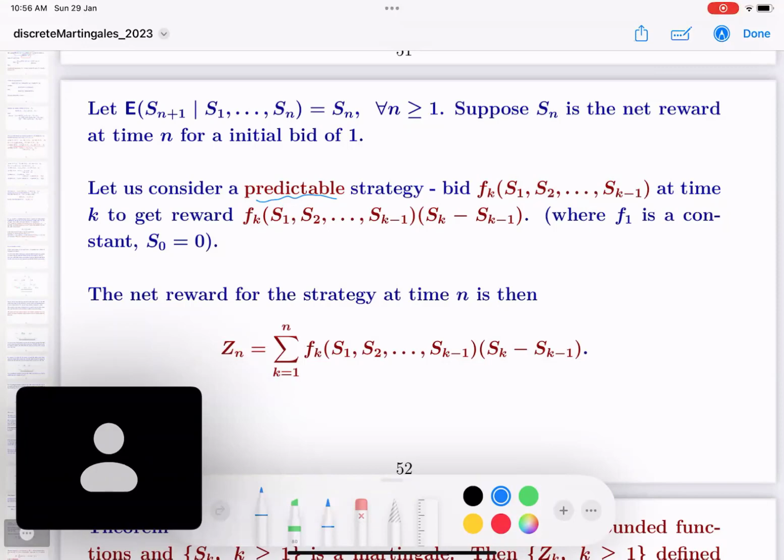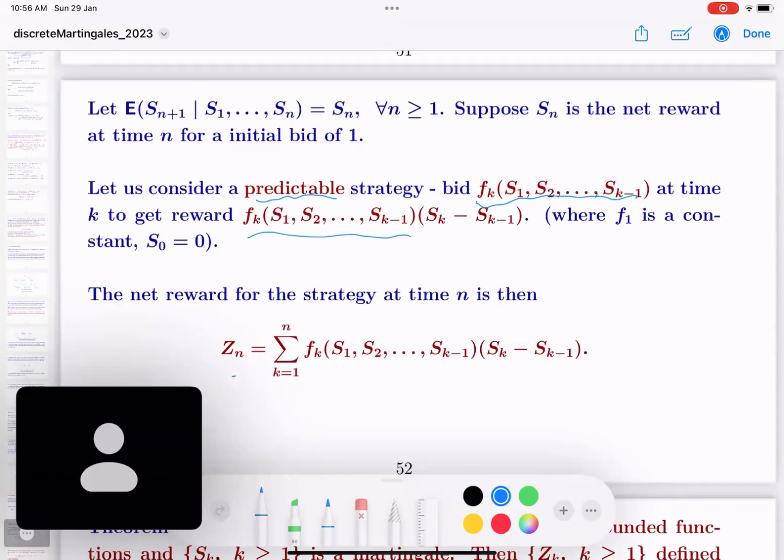And then if you bid this quantity, the reward will be f_k at S1, S2, ..., S_{k-1} times the increment. So you could have exited with S_{k-1}, you chose to continue, so your additional gain will be S_k minus S_{k-1}. So the net reward for this strategy, f1, f2, ..., f_k all together, we can call it a strategy, and at time n the reward is Zn.